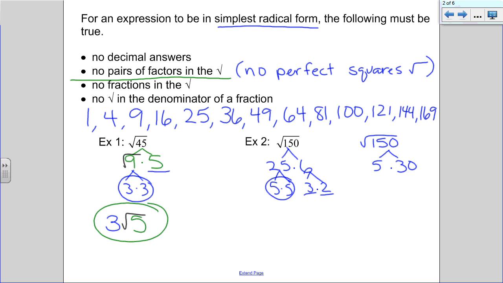5 I can't break down. No. Can I break 30 down? What could you break 30 down into? I heard 5 and 6. I'm going to go with 5 and 6.